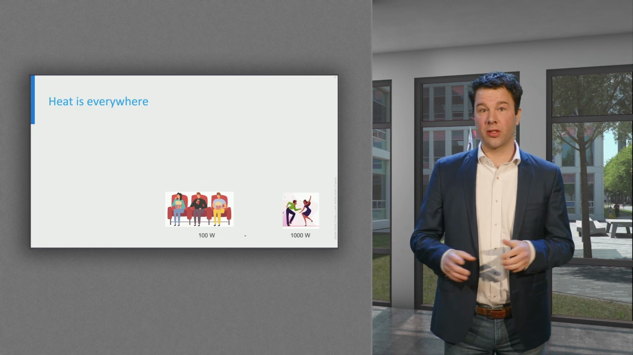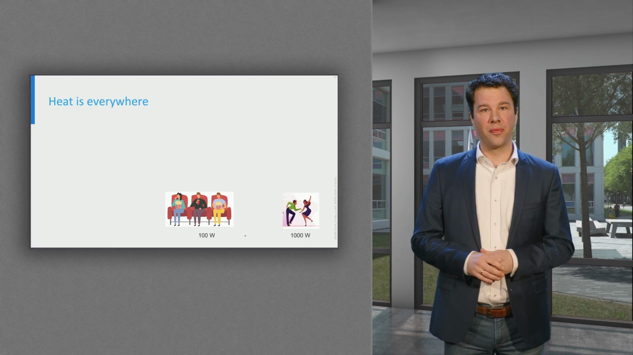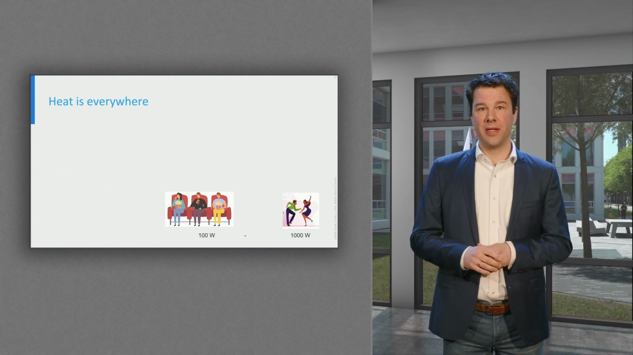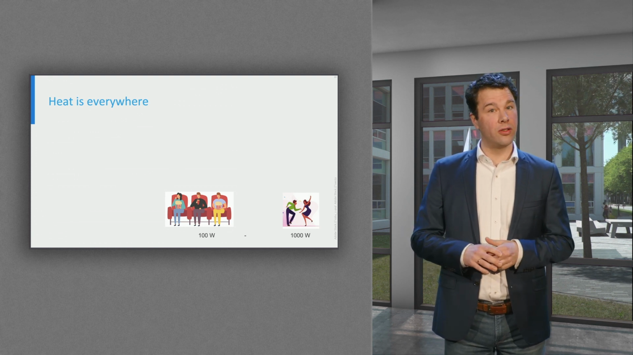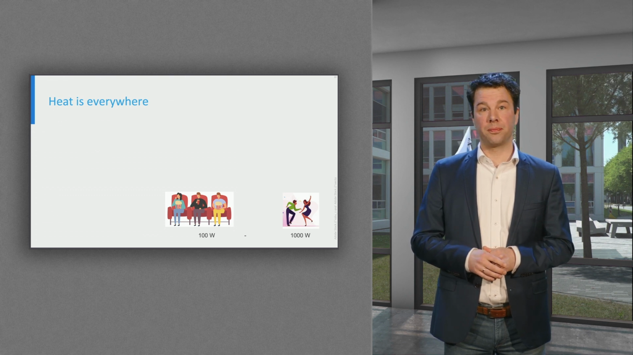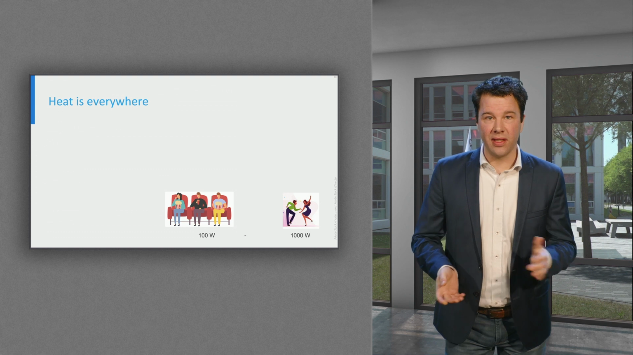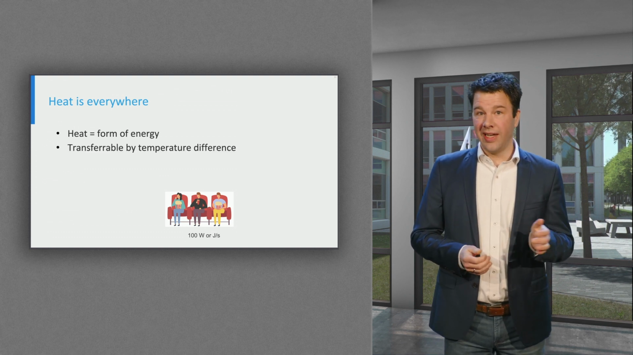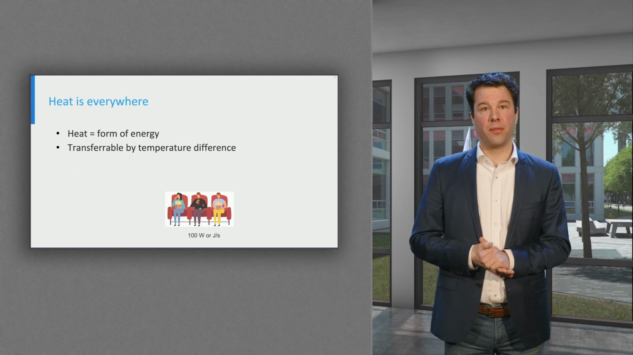We can even start with ourselves, for example. Every human being is a walking, talking heating device, emitting roughly 100 to 1,000 watts of heat, depending on your level of activity. Now, what does this mean that we are emitting so many watts? Let's first explain what heat is.